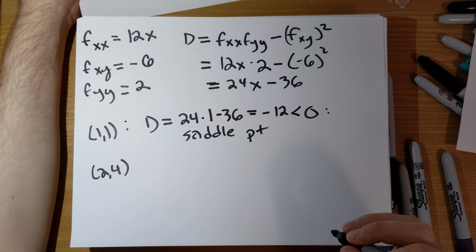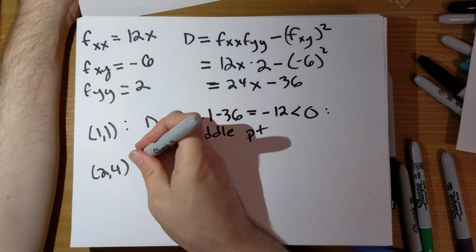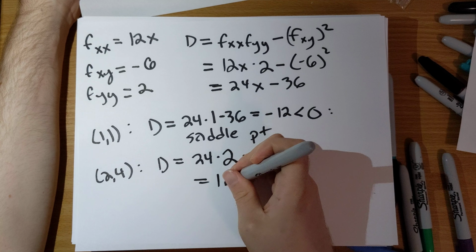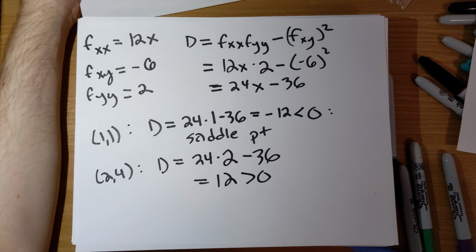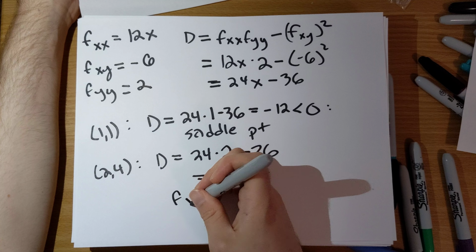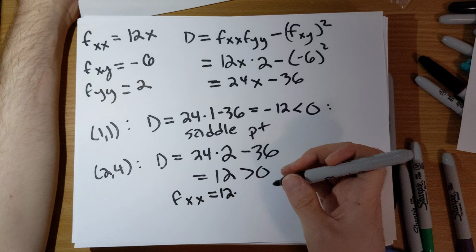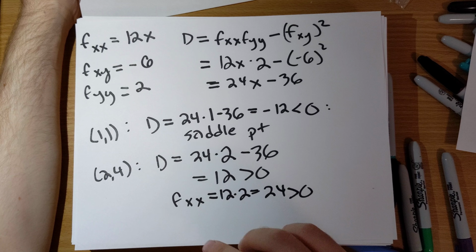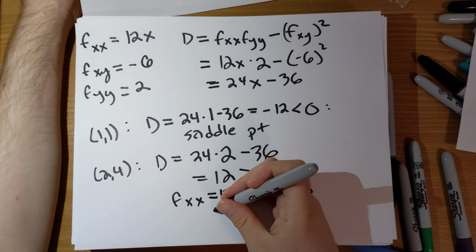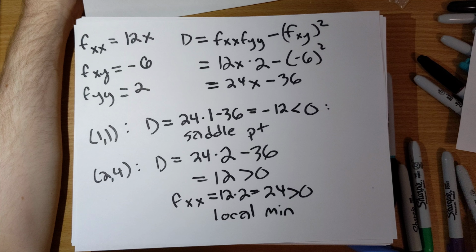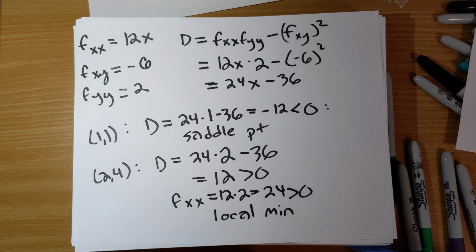And at the point (2, 4), our discriminant D is 24 times 2 minus 36. That's 48 minus 36, which is positive 12. So that's positive, so we're in either the local min or the local max case. To check this, f sub xx is equal to 12 times 2, which is 24. That's also positive. So D being positive and f sub xx being positive, this tells us that we are dealing with a local minimum here. So these are the classifications in this problem.